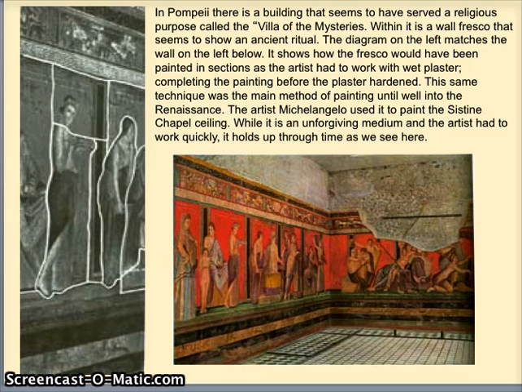In Pompeii, there is one building called the Villa of the Mysteries. And within this building is a wall fresco that seems to show an ancient ritual. This diagram on the left matches the wall on the left below, and it shows how the fresco would have been painted in these sections, as the artist has to work with the wet plaster and complete each section before the plaster dries. This same technique was used as the main method of painting until well into the Renaissance.